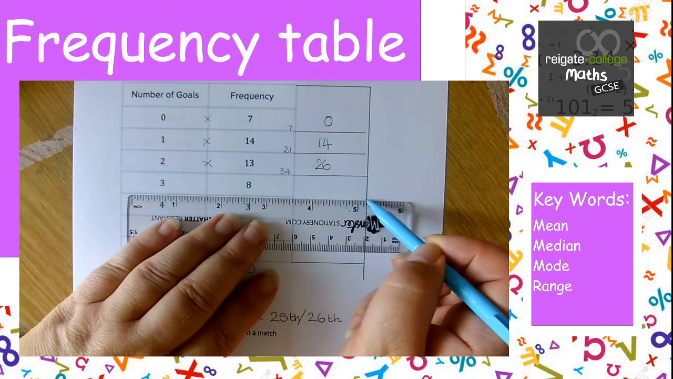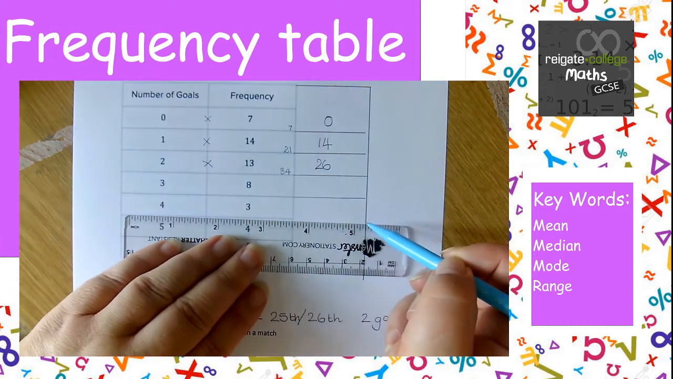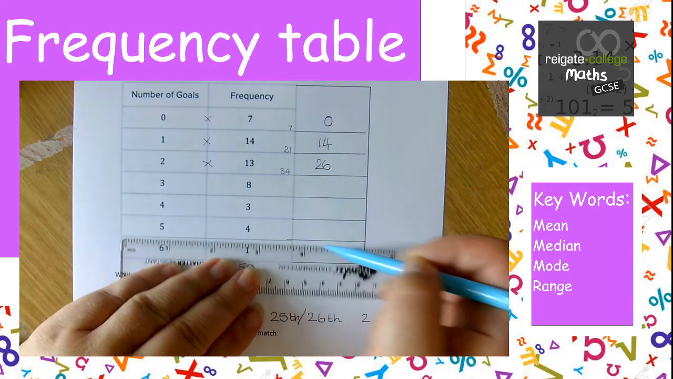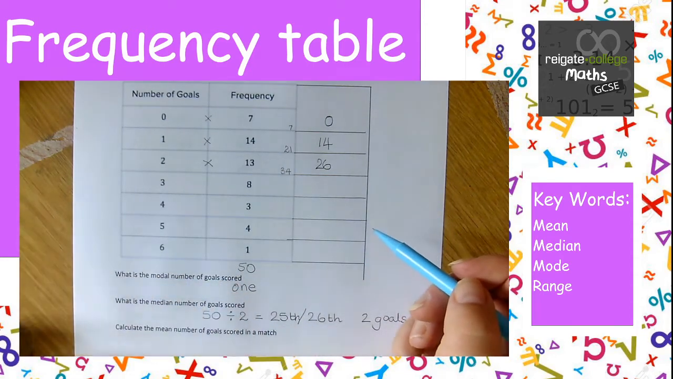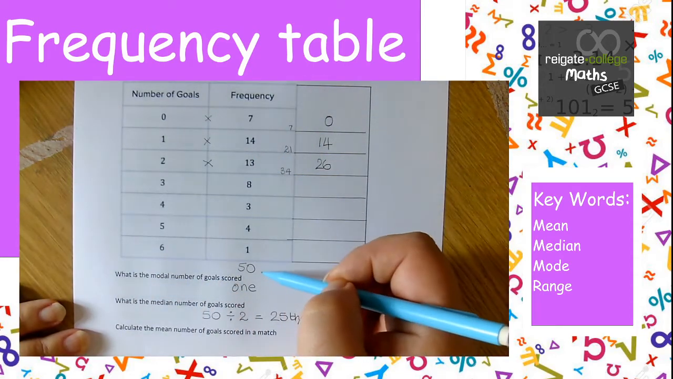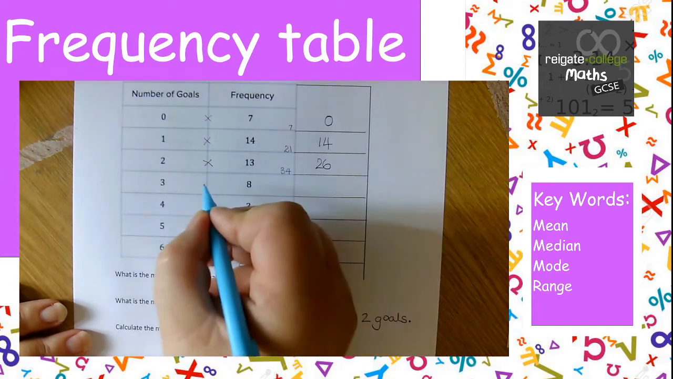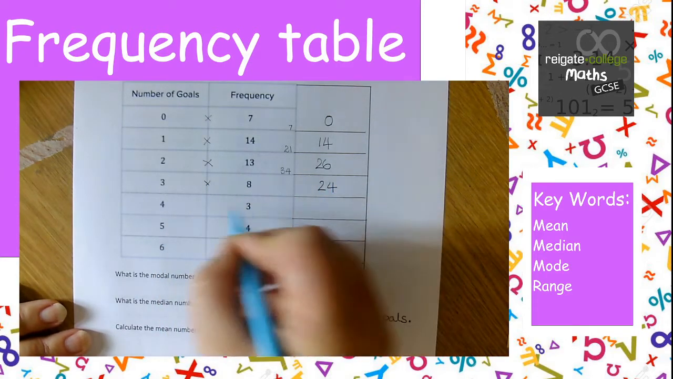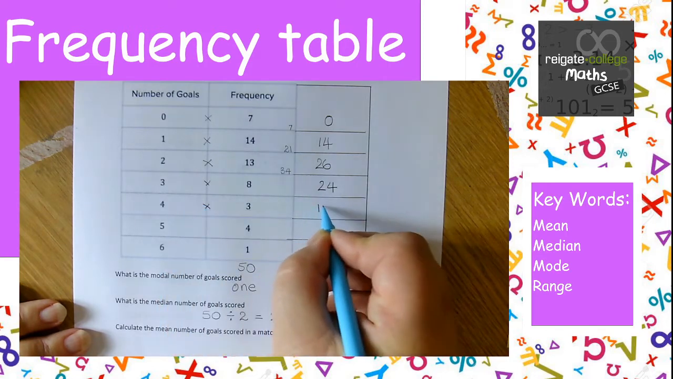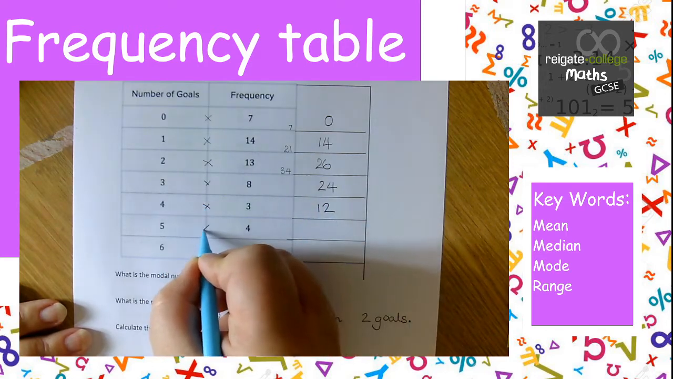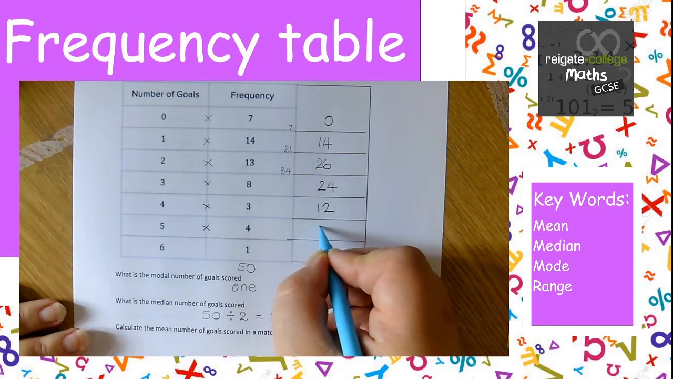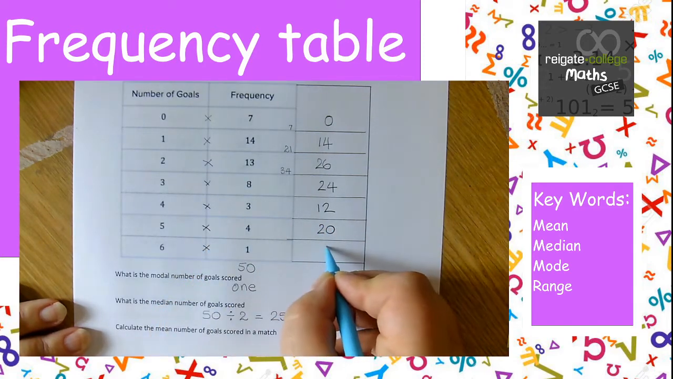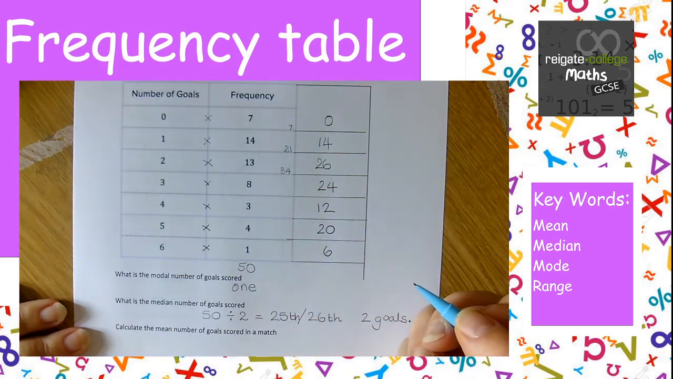I'm going to keep multiplying my frequency by the number of goals scored to find out how many goals scored for all 50 matches. So 3 times 8 is 24 goals. 4 times 3 is 12 goals. 4 times 5 is 20 goals. And 1 times 6 is 6 goals.